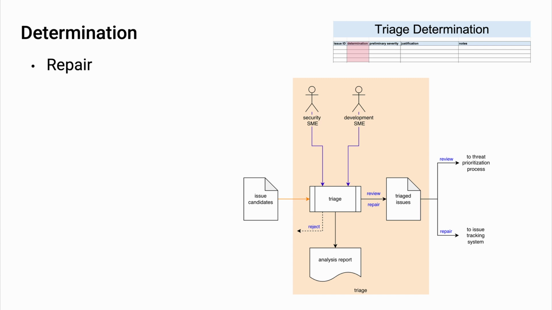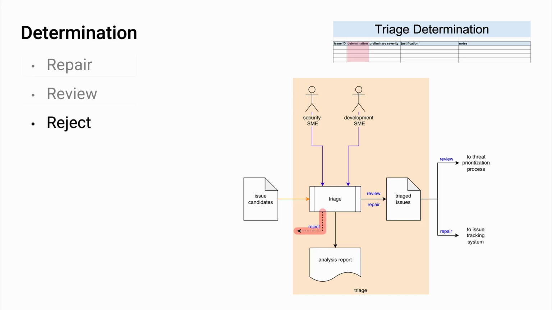The second bucket that we have is that of review. These are issues which are valid but aren't obviously critical. What we're going to do with these is send them through the threat prioritization process to determine whether they need to be acted upon. Finally, we may determine that the issue is invalid within the context that's been presented by the analysis. And so, we're going to reject it.